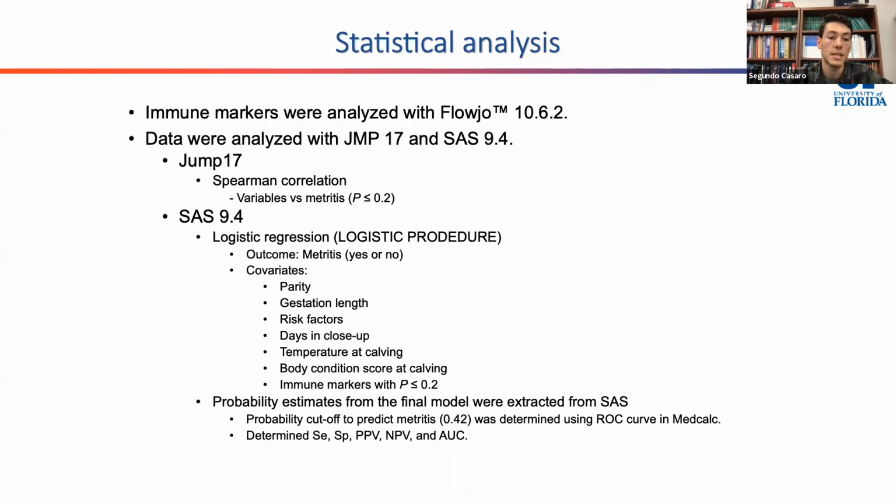Then the probability estimates from the final model were extracted from SAS. Our probability cutoff to predict metritis was 0.42 and was determined using ROC curve in MedCalc. And then we determined sensitivity, specificity, positive and negative predictive value, and the area under the curve.